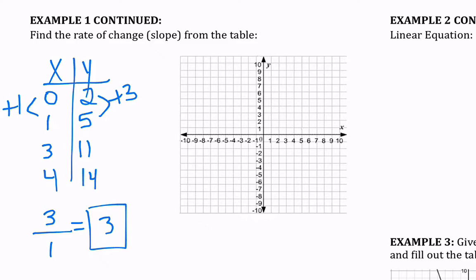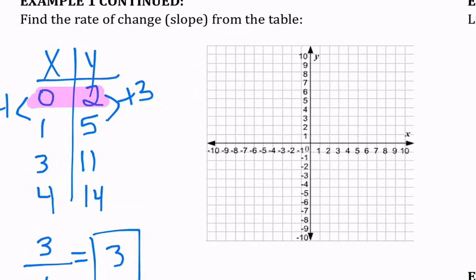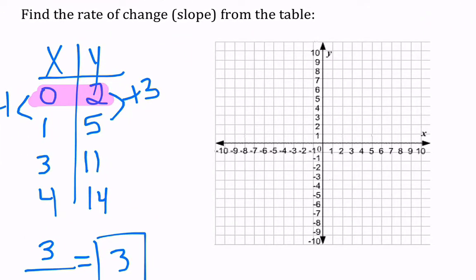Okay, so now let's put it on our graph. Well, in order to put it on our graph, we need our starting point. Well, remember we said he's going to start with $2. So here's my y-intercept, my starting point. So on my graph, I'm going to put a dot on the y-intercept 2. So on the y-axis, put a dot at 2.